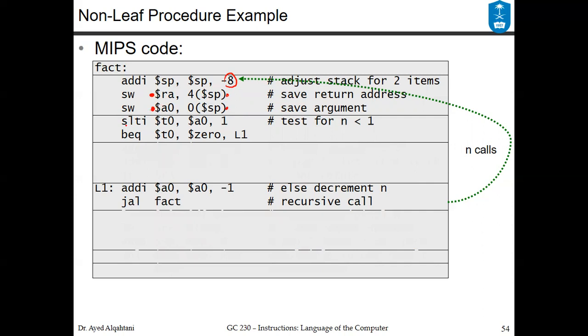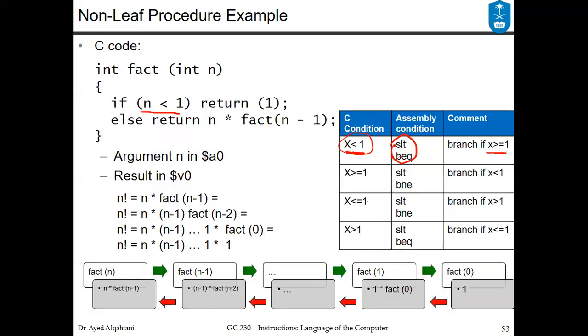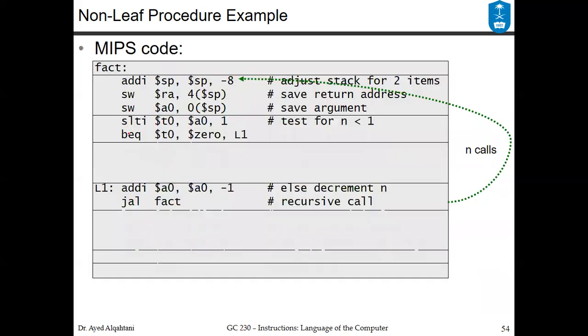Now, we calculate this part here, and I already told you that you will use set less than followed by branch equal, and this is what we have here. When we compare with 1, and since this is an immediate value, we will use the version of set less than that is set less than immediate, and we can compare those two. If it is true, then the value of T0 is going to be 1.